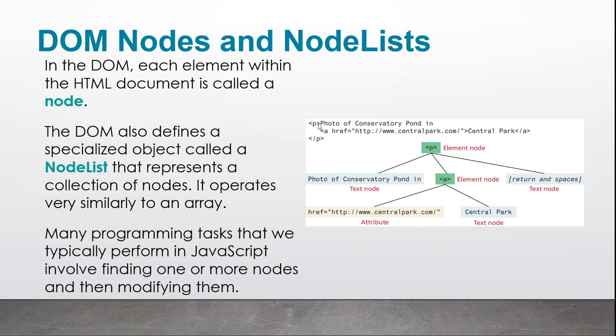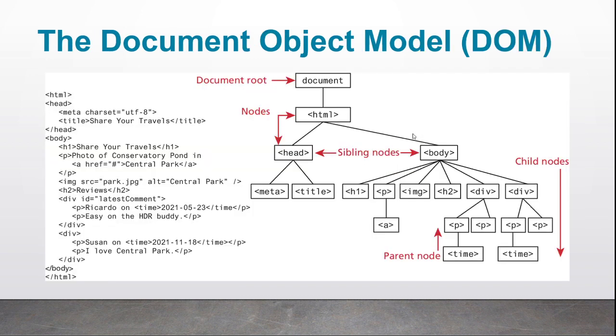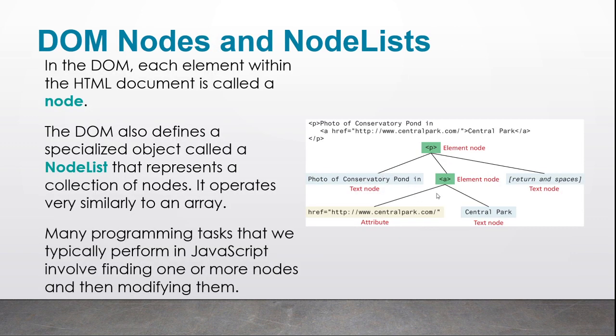So in the P tag here, the P is your element node. And then the photo conservatory pond and the A tag are part of that parent node. So going back up here, these are parent nodes. Anything that's contained within that are child nodes. And anything that are on the same level are called sibling nodes.